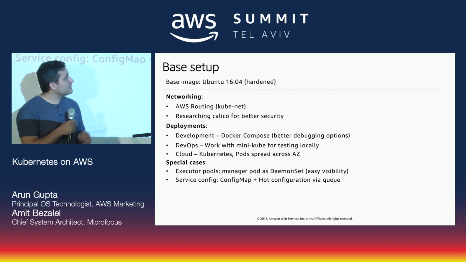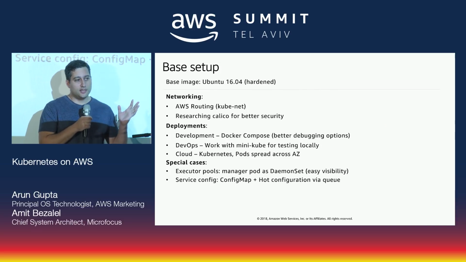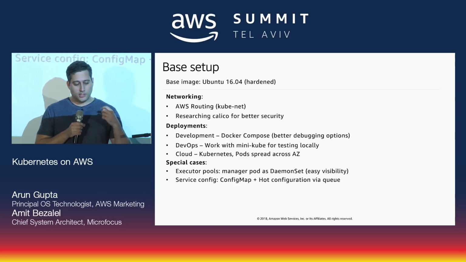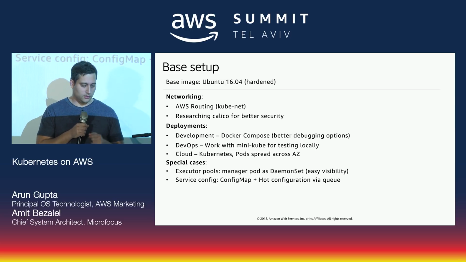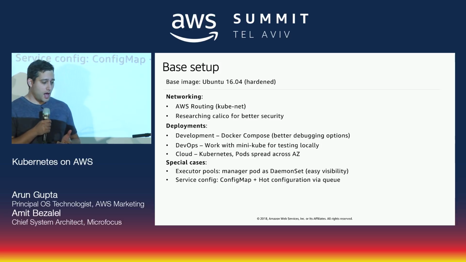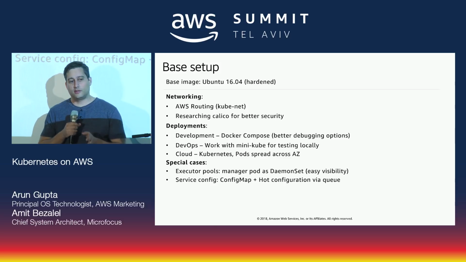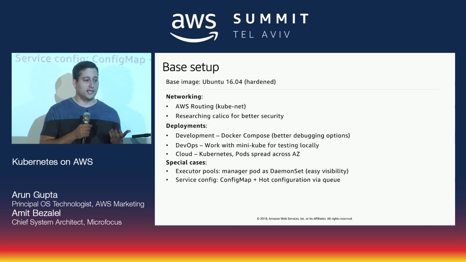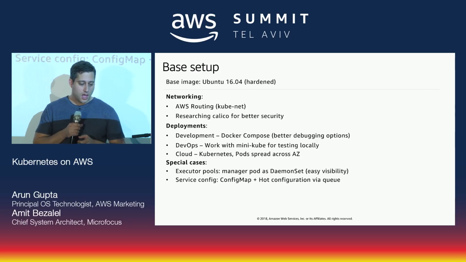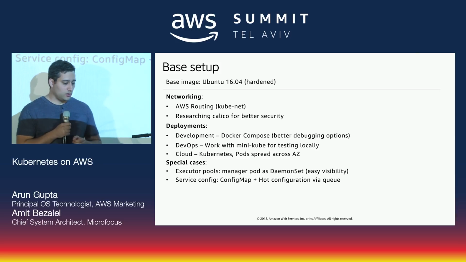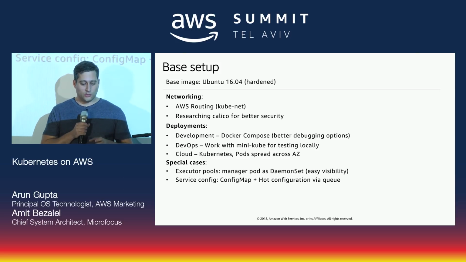Okay, so our base setup uses base images that are homegrown. We use Ubuntu 16, but we harden it. So you get a very secure Ubuntu and not what you get from out of the box. We use the standard Kubernetes networking with Amazon routing. So there's a limit there of 50 machines, but you can always scale up the machines so you get more memory and more CPU resources. We are researching Calico, but mainly for the firewall between pods.